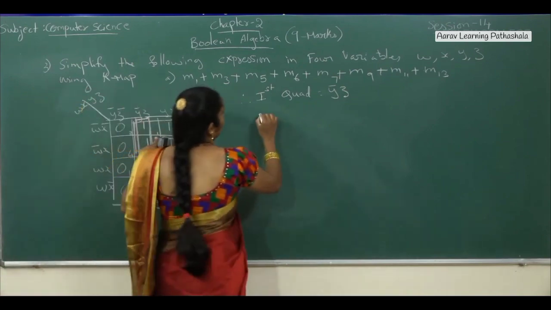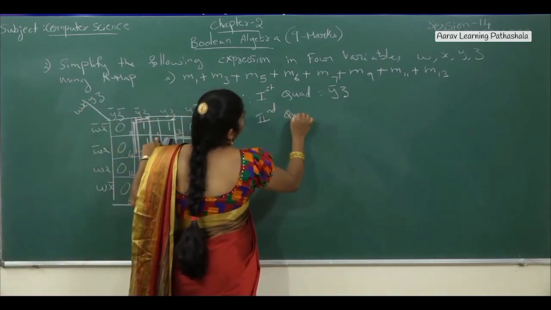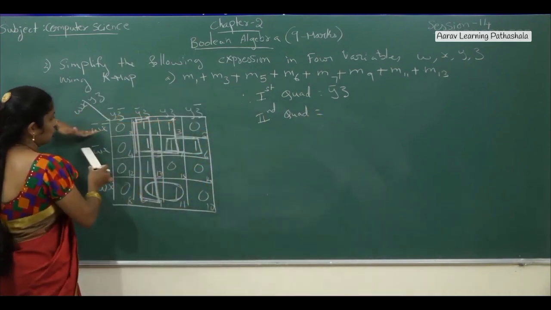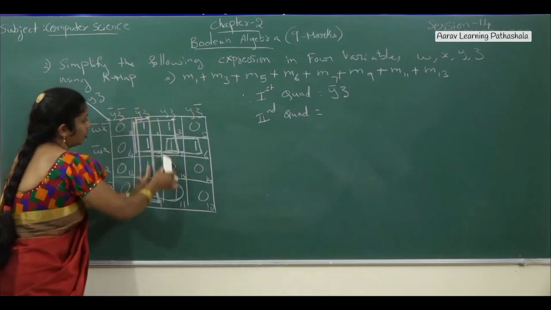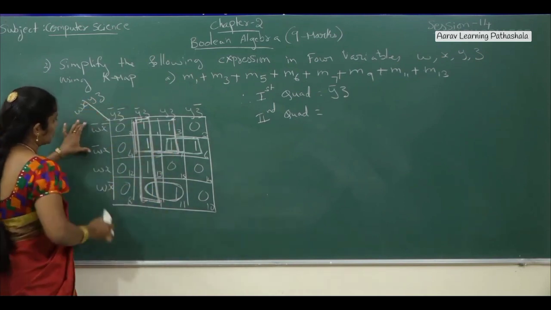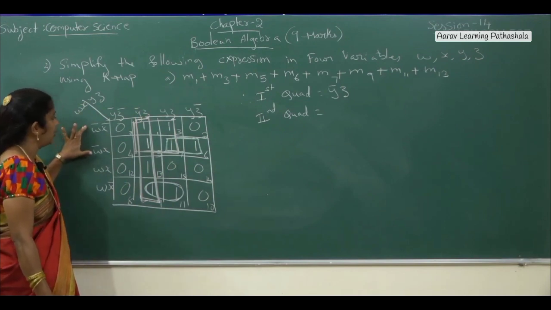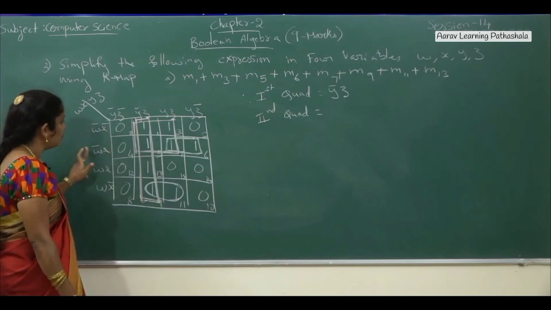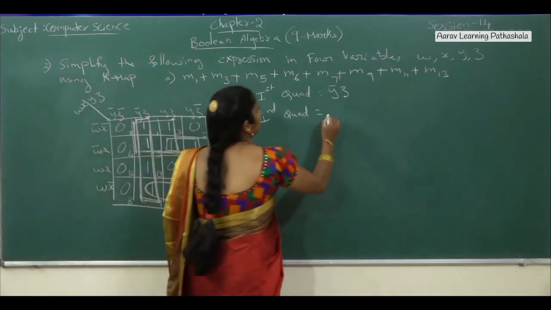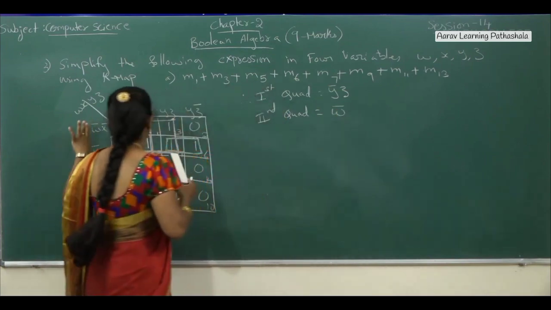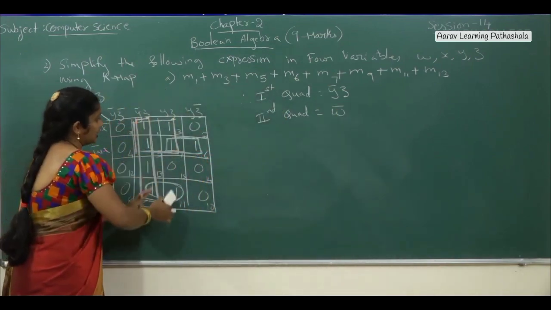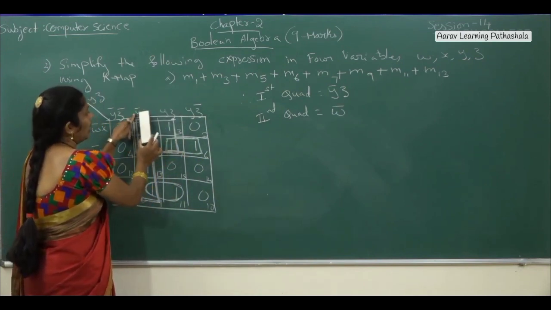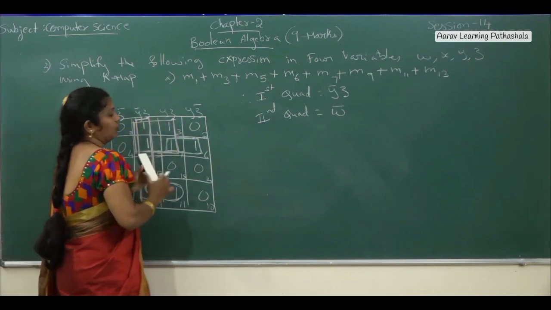Next I am going to take the second quad. This is the second quad. On this we have the first 2 rows and the second and third columns. In the first 2 rows we have w bar x bar, w bar x. Which is the common factor here? X bar and x will cancel. The common factor will be w bar. And next I have to check column wise. Here y bar z, y z we have. Y bar, y will cancel. The common factor will be z.